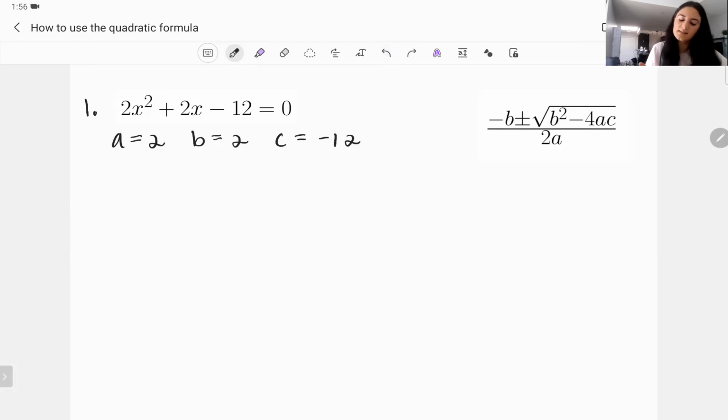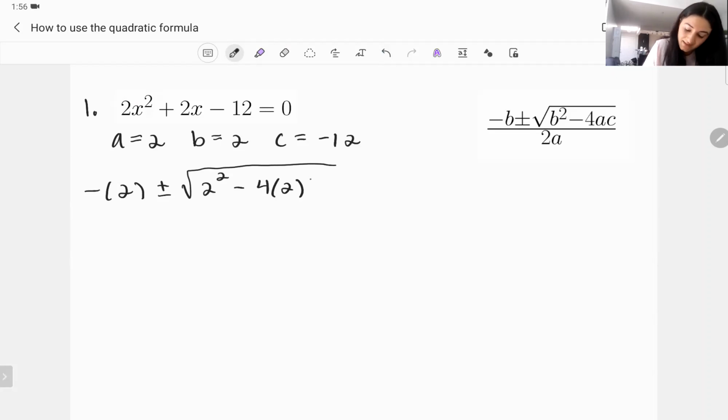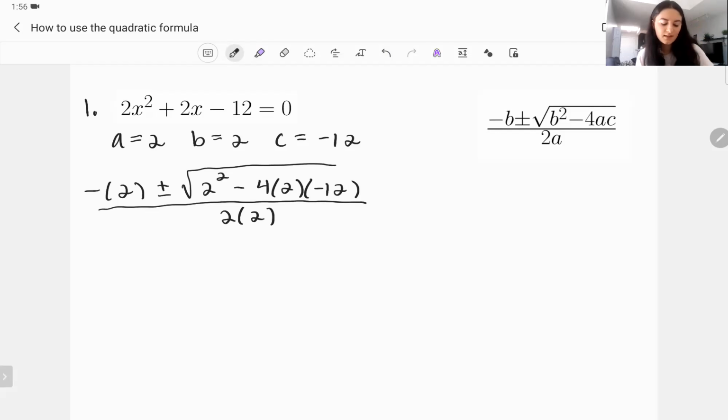So let's do that. The formula says we have minus b. We know that b is 2, so if I plug that in, I get minus 2. Then we need to do plus or minus the square root of b, which is 2 squared, minus 4 times a, which is 2, times c, which is negative 12. And then all of that gets divided by 2 times a, and a is 2. Awesome. So we plugged everything in, and now we just need to go through and do some simplifying.